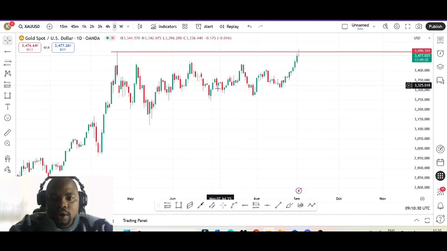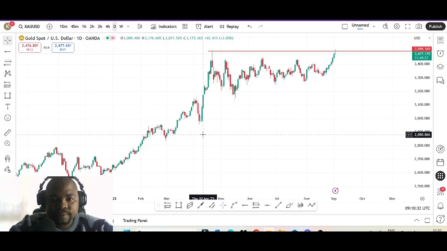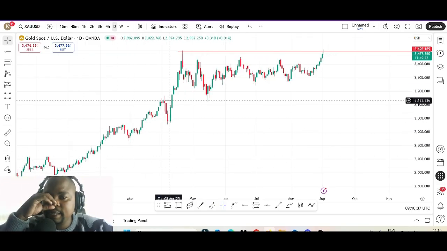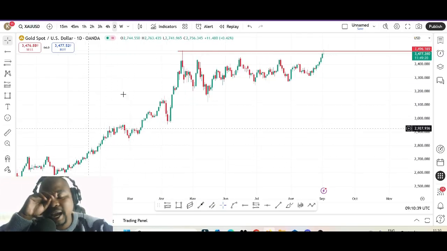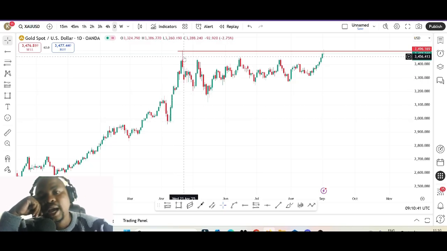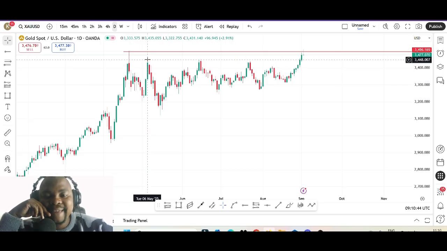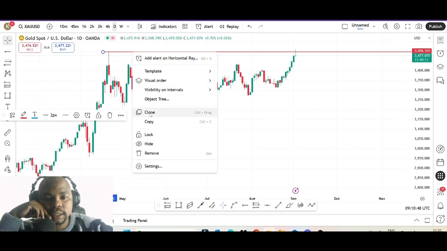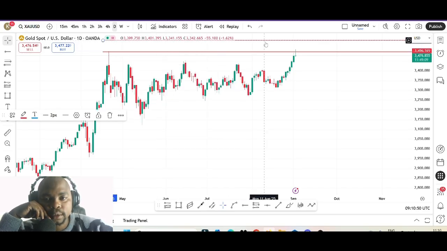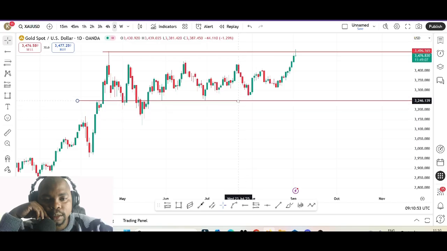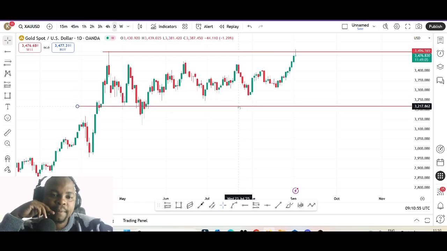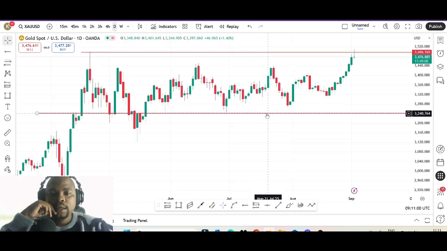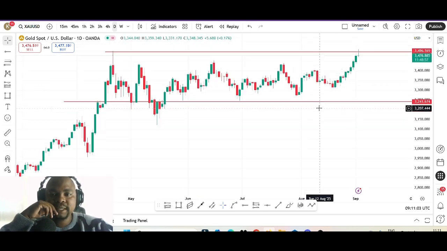Let's just compare what we are saying with this. You see, we're having a series of lower lows and lower highs. I mean, higher highs and higher lows. And then now we were obligated to this. Even if I put it here or here, it's still the same thing. But anyway, let me put it here. And then now we're ranging for some time.